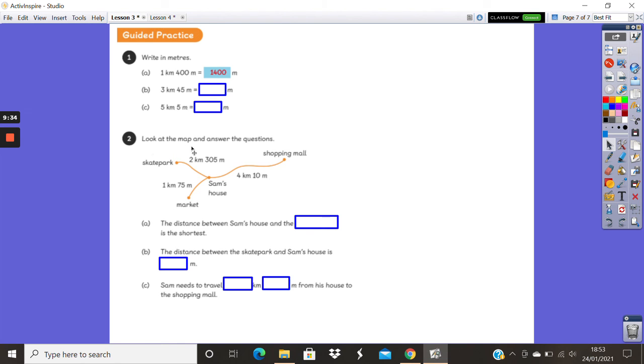Then number 2, look at the map and answer the questions. The distance between Sam's house and the something is the shortest. So we need to find Sam's house. So Sam's house is here. And from Sam's house we could go to the shopping mall, which would be 4 kilometres 10 metres. Or we can go to the skate park, which is 2 kilometres 305 metres. Or we can go to the market, which is 1 kilometre 75 metres. So looking at those measurements, we know that 1 kilometre again is smaller. So Sam's house and the market is the shortest. Okay, let's see if you can answer B and C.